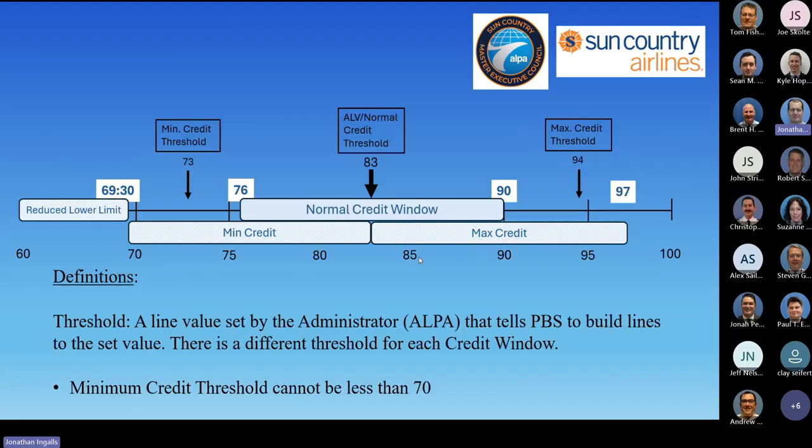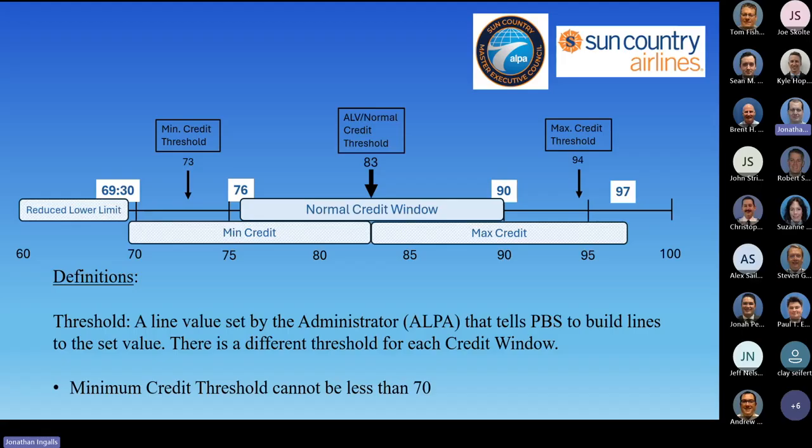All right, and this is the important concept that we're going to hit on for a moment here that we've been building to. Inside of each of these credit windows is something called the threshold. The threshold is what the administrator, which will be ALPA, sets that says this is the credit number that PBS needs to put on your schedule in order to stop adding trips to your line. For argument's sake, we've just set the credit windows in the middle of all the thresholds on this one. So if we say the ALV was 83, and just for an example, we're saying the threshold is also set to 83. That means once the system sees that you have 83 hours of credit on your schedule, it'll stop adding things to your line.